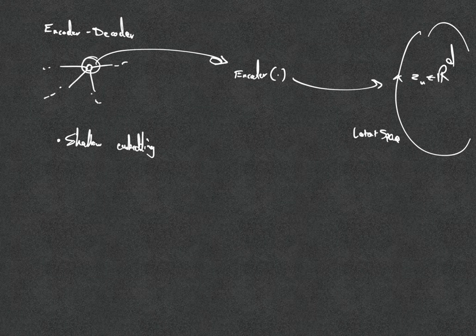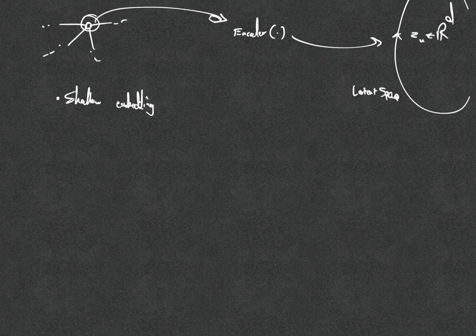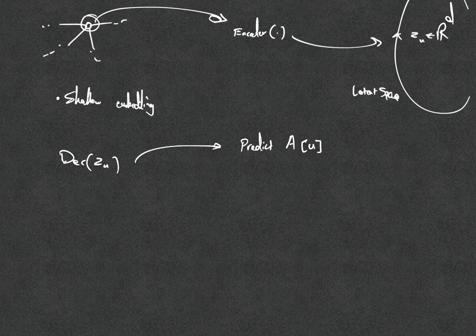For example, let's say you give the decoder the ZU. It can, for example, try to predict the row corresponding to node U in the adjacency matrix. It can try to, for example, predict the neighbors of this node within the set of nodes, which is kind of the same thing, and things like that.